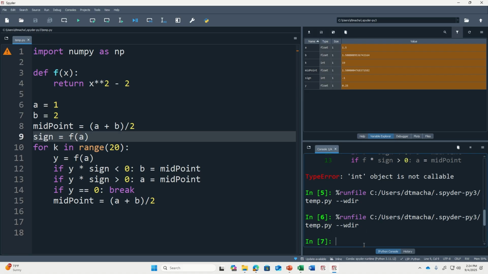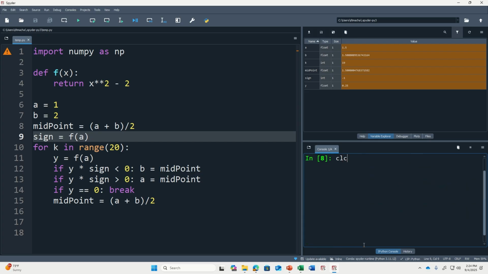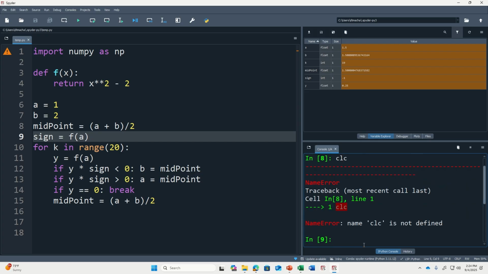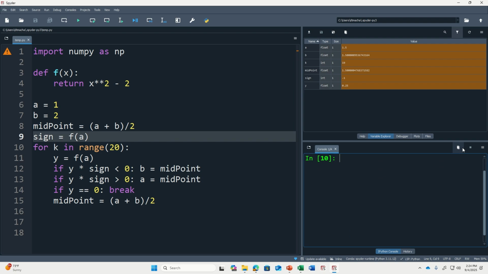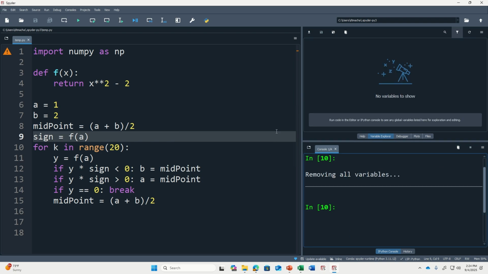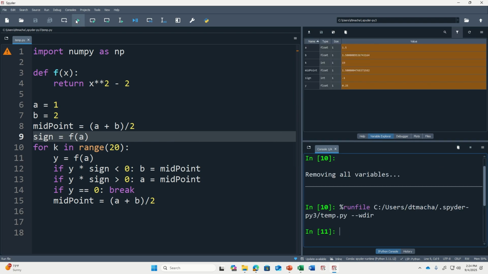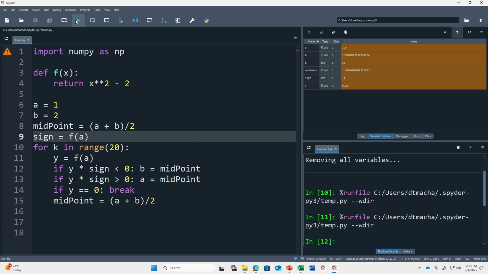int object. Let me clear the variables. Is it clear? CLC? No. There you go. It's that trash can to remove variables. Okay, now it works, I think. Except why does it say it's 1.5?